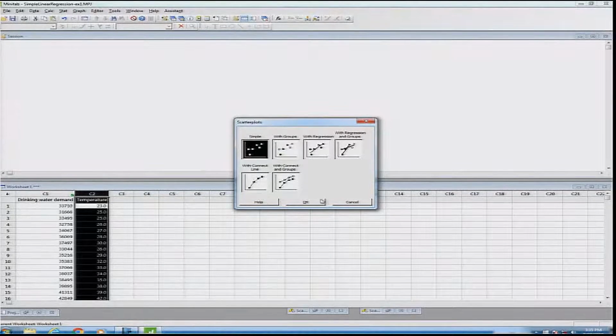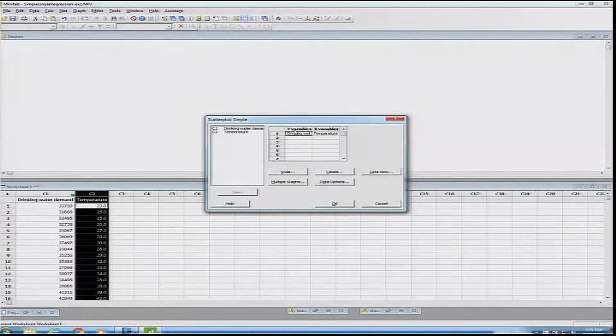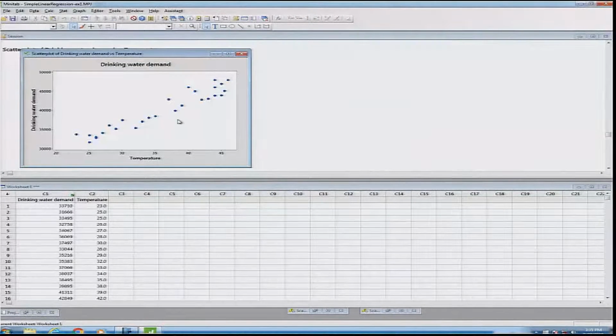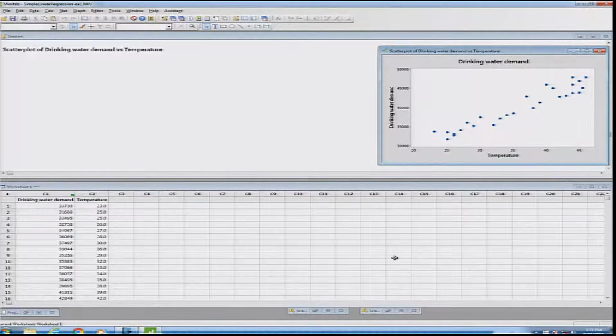And here you can see that there are different types of scatter plots available. So first we are going for a simple scatter diagram, and in this case I am considering the y as my drinking water demand and x variable as my temperature, and I try to plot this graph. So you can see here that there seems to be a sort of linear trend. Right. So I will keep this graph over here, and let us try to explore something more, and later on I will come back to the interpretation of this graphics and software outcome.